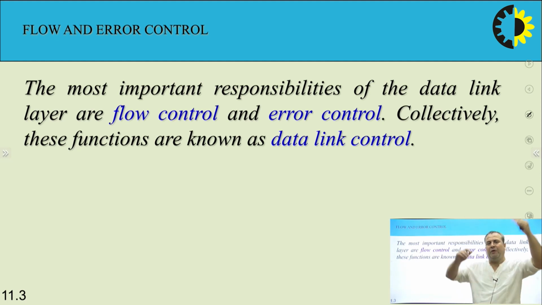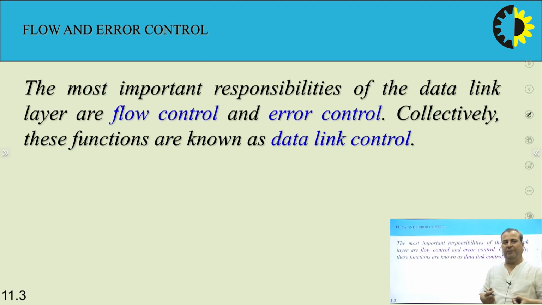Error means that while sending data, a bit may change from 0 to 1 or 1 to 0. So there may be errors, and errors must also be removed. This uses other techniques; we have many, such as checksum, CRC and so on. In this lecture, we will focus just on flow control.